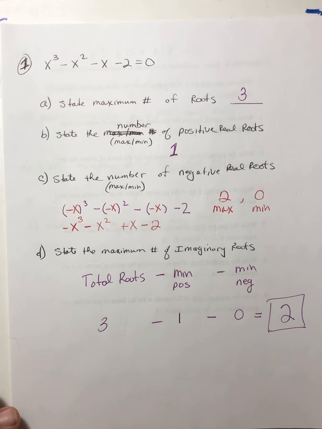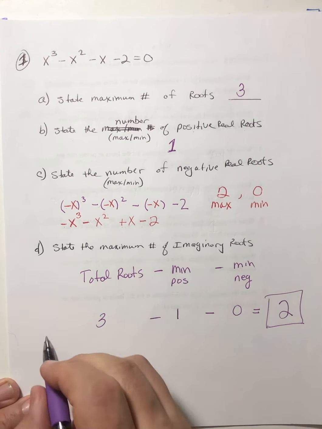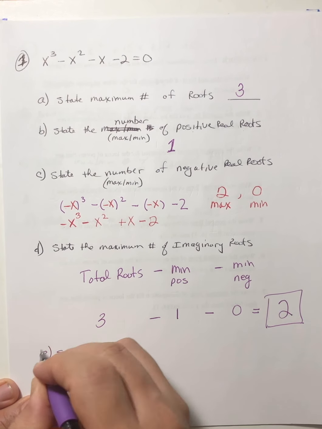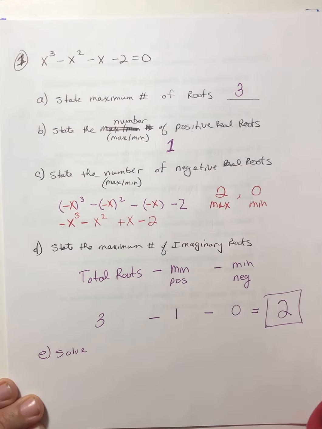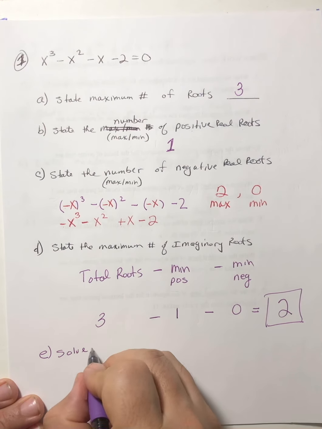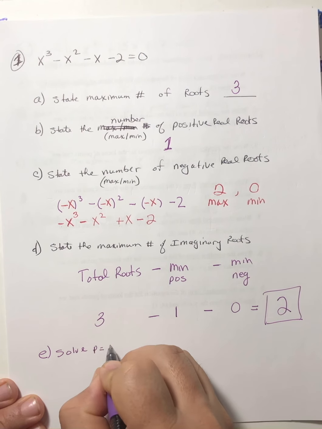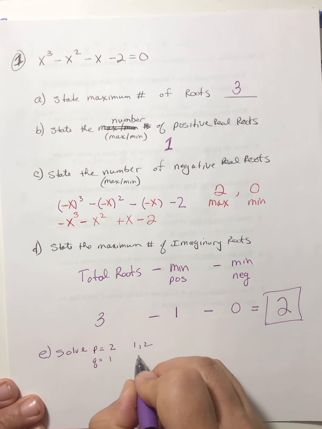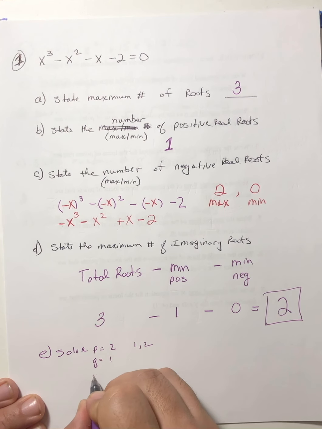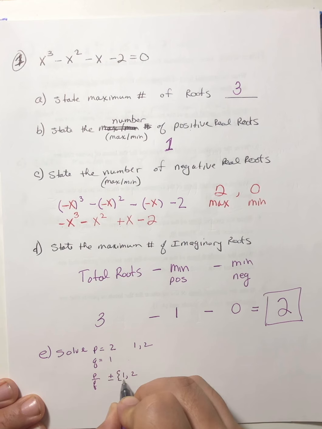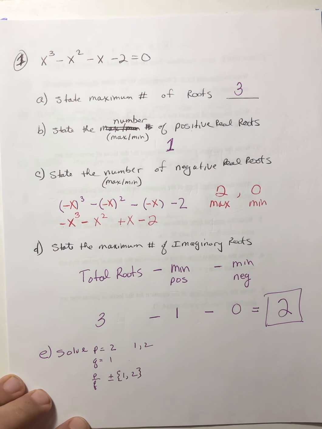All right. Let's do some solving now. So E, we're going to solve. Not hard, a nice easy equation. Your PQ list is just 2. So your P value is 2, which has factors 1 and 2. Your Q value is 1. So you're just looking at P over Q of plus and minus 1 and 2. Not a lot of choices there.